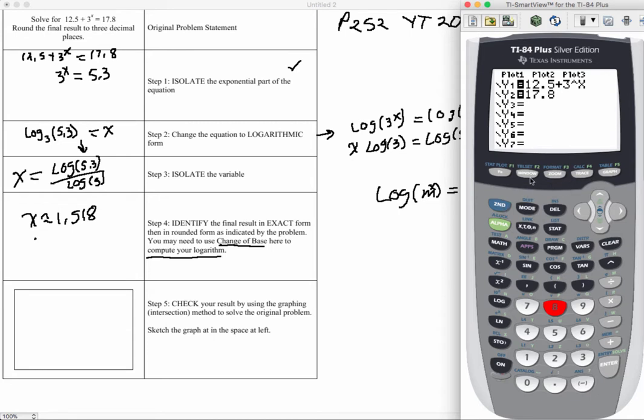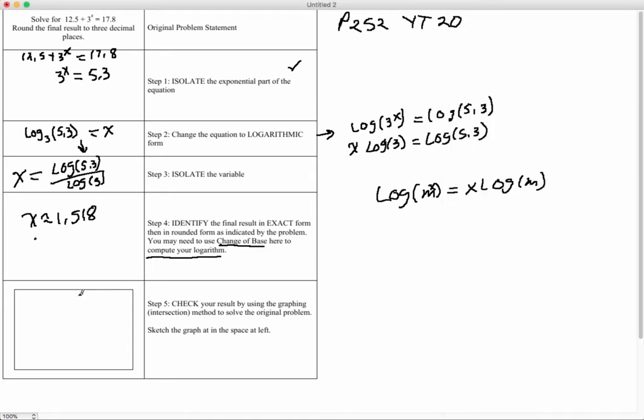First, let's check our window, because I know I need to go up to at least 17.8, and I've been shifted up by 12.5 also. So I'm going to need to adjust my window just a smidge. It looks like I'm going up to 30 at the moment, probably a bit of overkill, so let's make that 25 and press graph. There's my exponential function, shifted up by 12.5, and there's my horizontal line at 17.8.